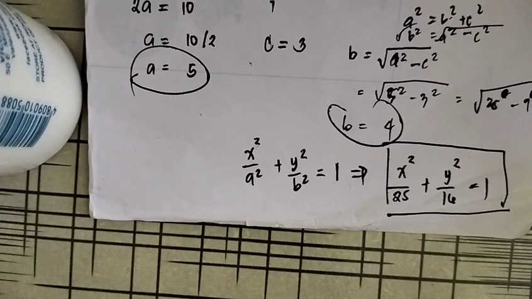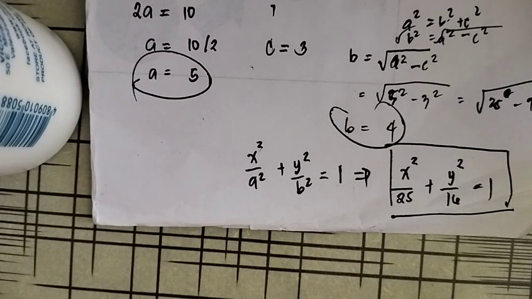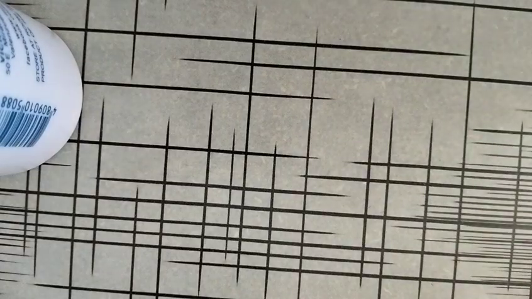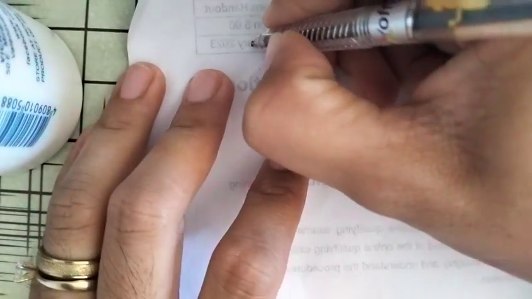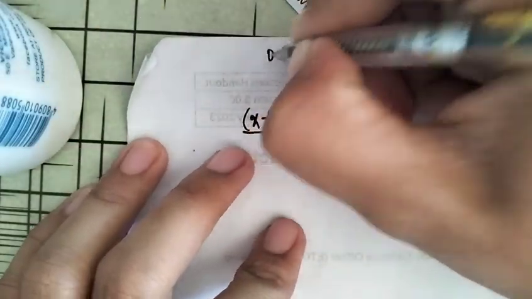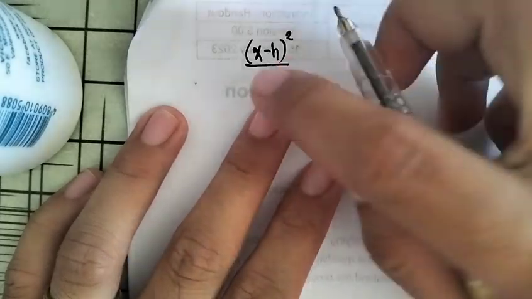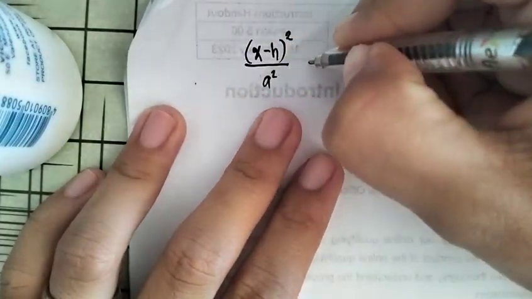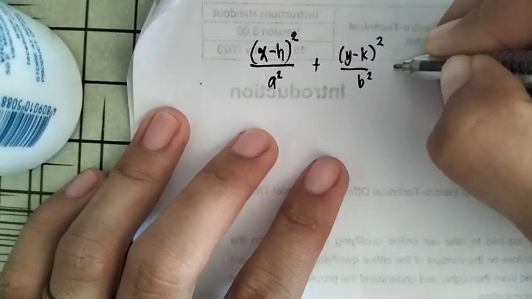Sige, what if dili na sa origin ang center? Example ta. Ang equation is x minus h squared over a squared plus y minus k squared over b squared equal to 1, basta dili na origin, (0, 0), ang iyahang center.